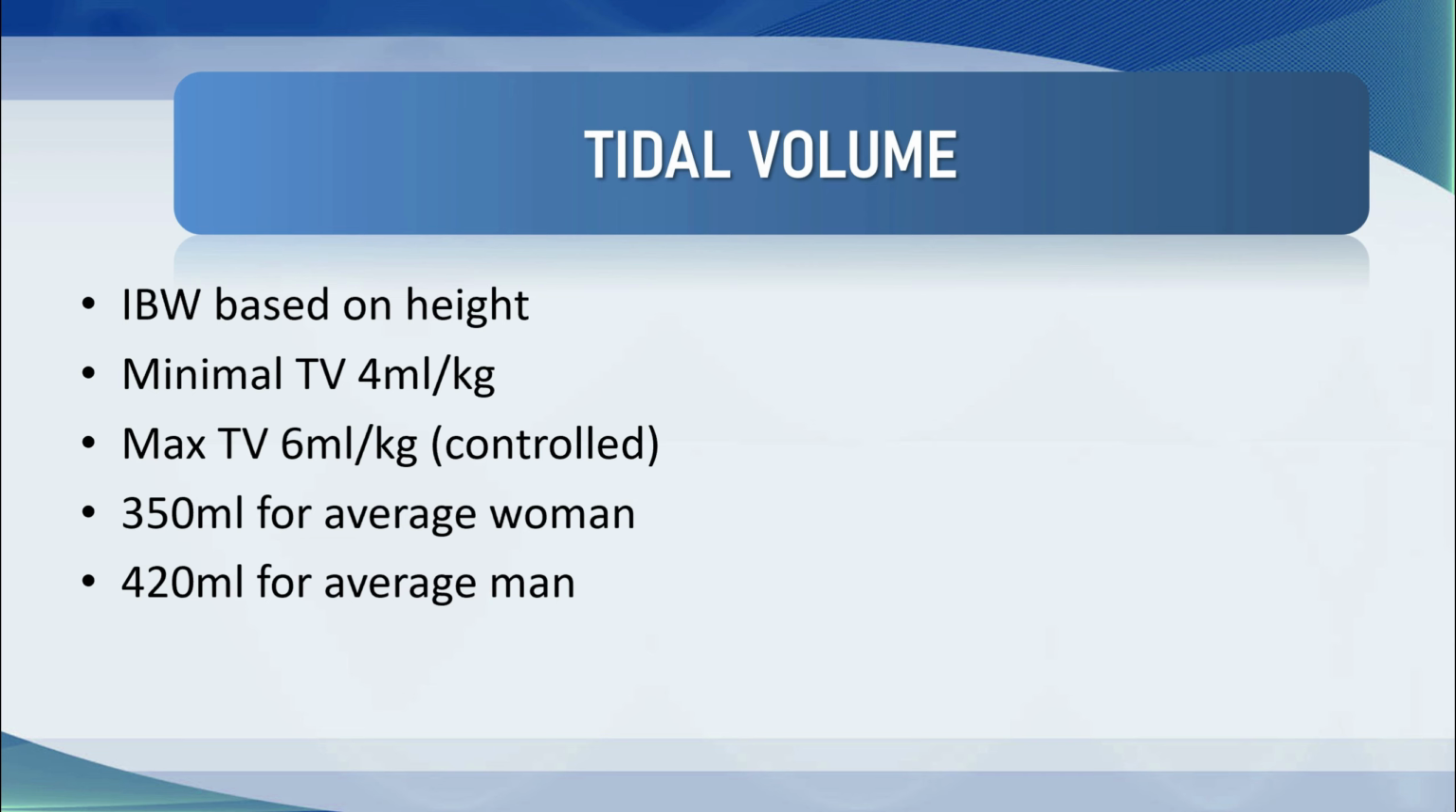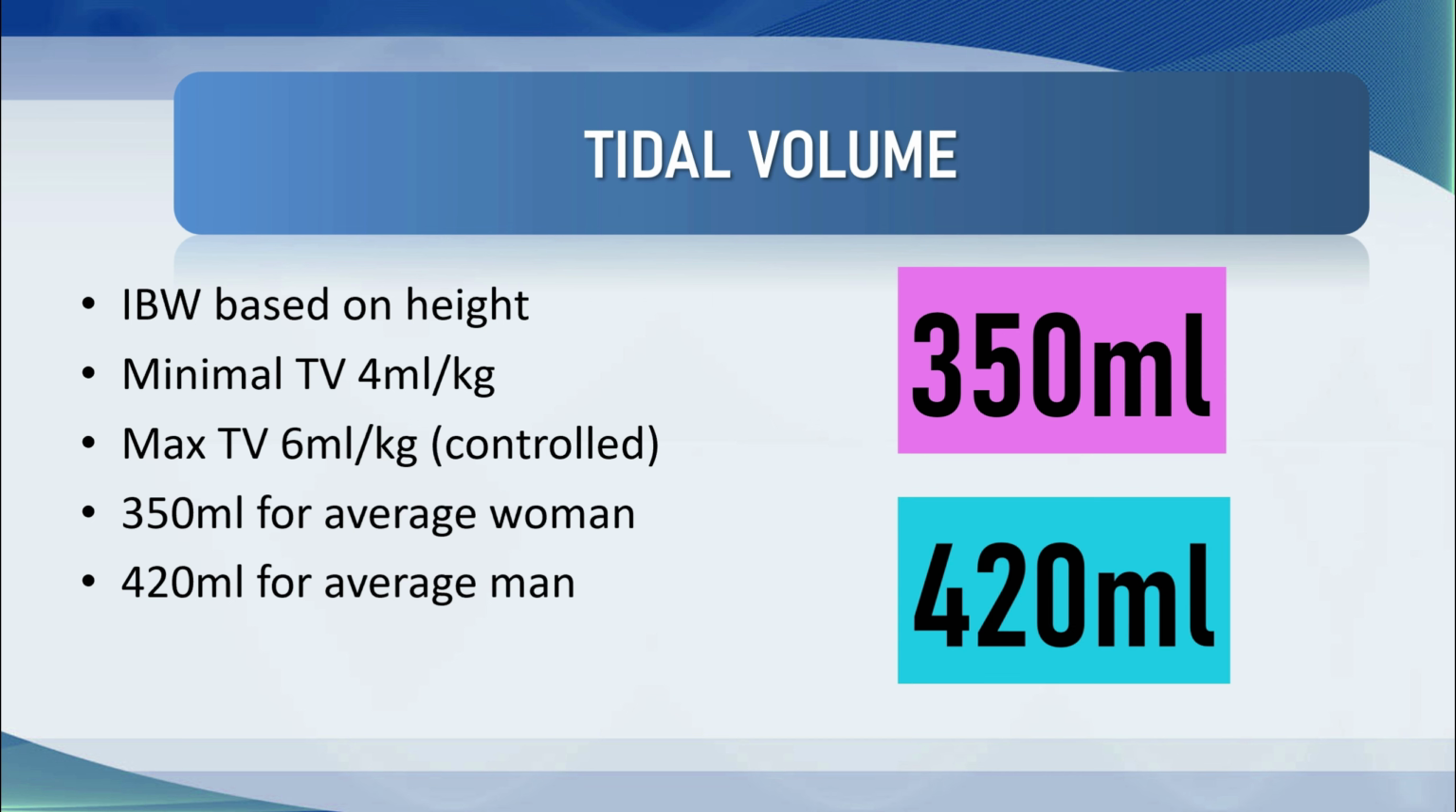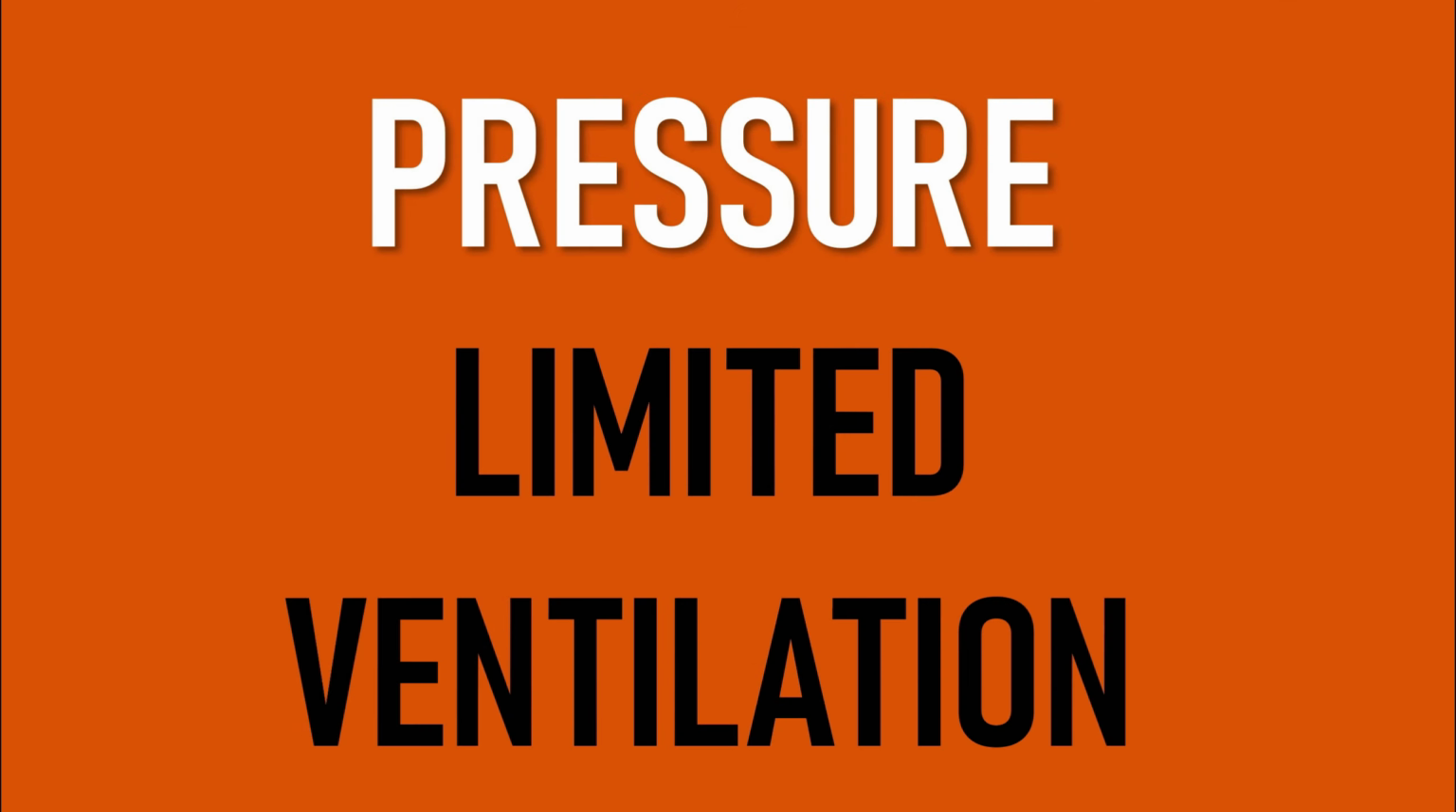The minimal tidal volume should be around 4 mL per kilo, maximum on controlled mechanical ventilation of 6 mL per kilo, and that translates into, for the average woman, about 350 mL, and for the average man, about 420 mL. So that's where I start. If the patients are particularly small or particularly tall, I'll stretch that out. The bottom line is very rarely do you ever give a tidal volume of more than 500 mL to any patient. Now let's look at the different modes of ventilation that we're likely to use, and I'm going to start with pressure-limited modes of ventilation.